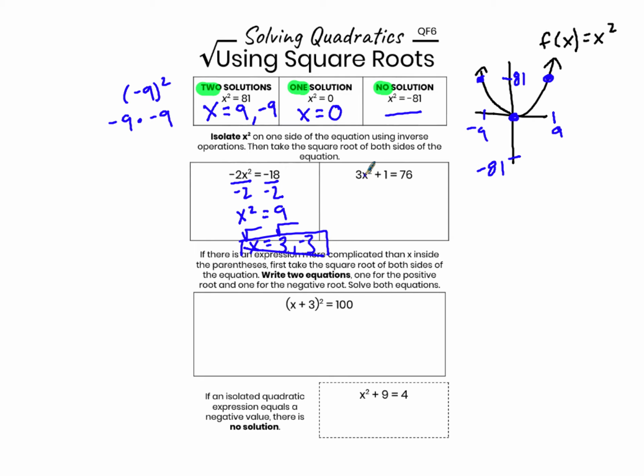Next example, tracing through what's happening to x. I'm squaring x, I'm multiplying it by 3, and then I'm adding 1. So when I'm isolating x using inverse operations, the first thing I need to undo is that addition using subtraction. So my inverse operation is subtraction, subtracting 1 from both sides of my equation. That leaves me with 3x squared equals 75. X squared times 3, so in reverse order of operations, I divide by 3. That gives me x squared equals 25. I've now isolated x squared on one side of the equation.